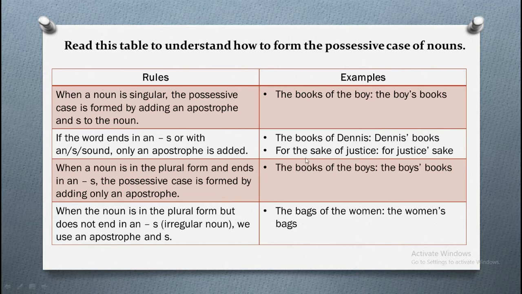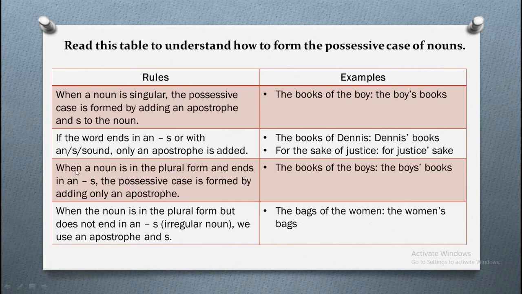See the next example, for the sake of justice. Now here this word is not ending with S, but the sound which is coming, justice, the S sound is there. The word is ending with the S sound. So therefore, again, we will not be using apostrophe S. We will just say for justice' sake. So this is only an apostrophe which is not followed by S.